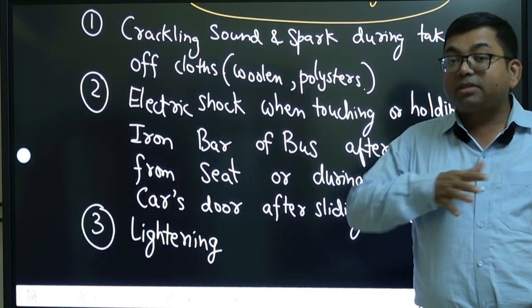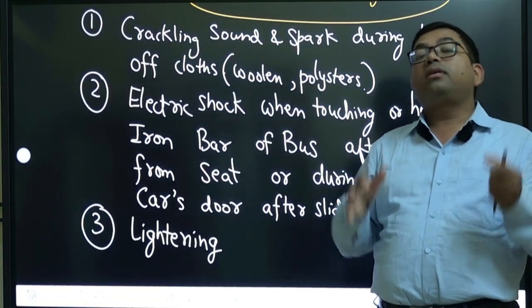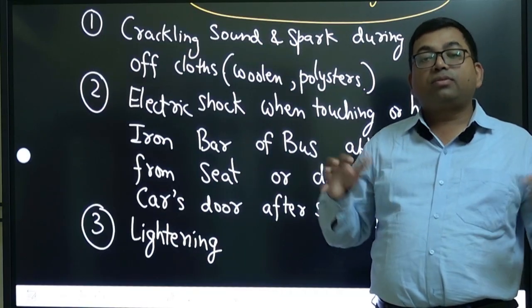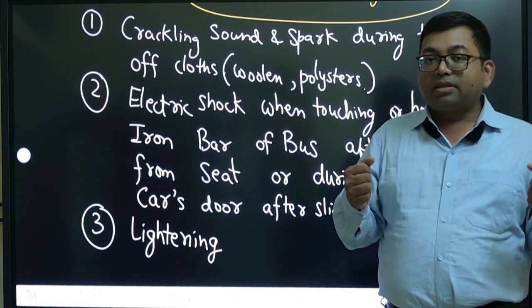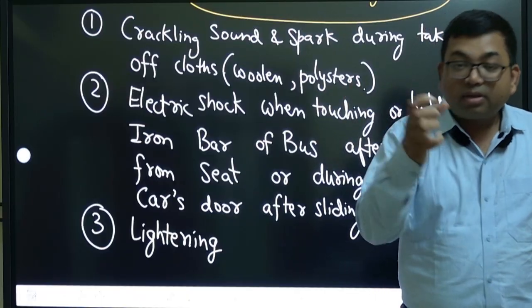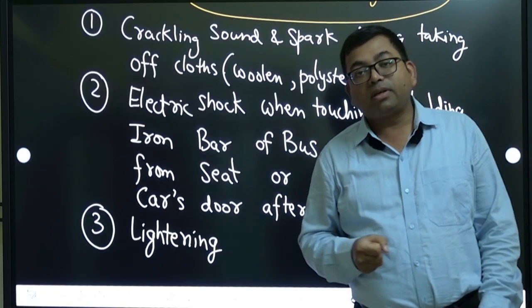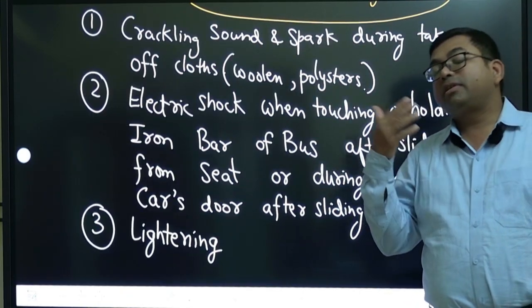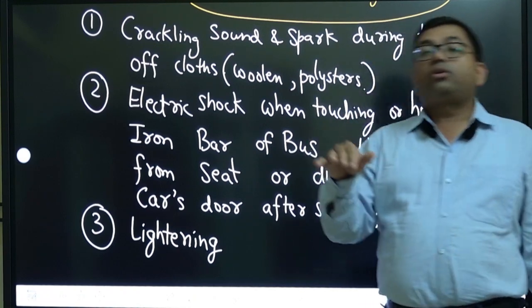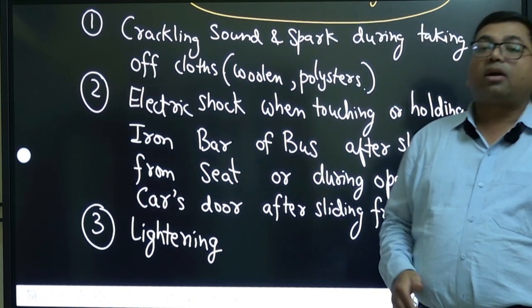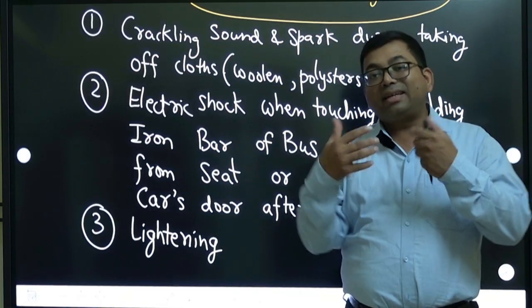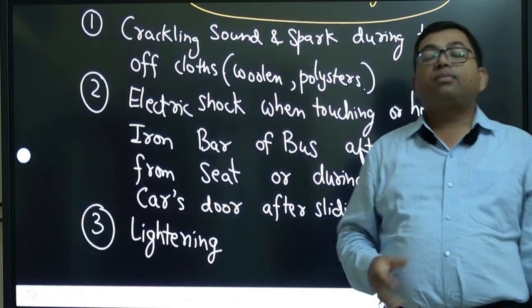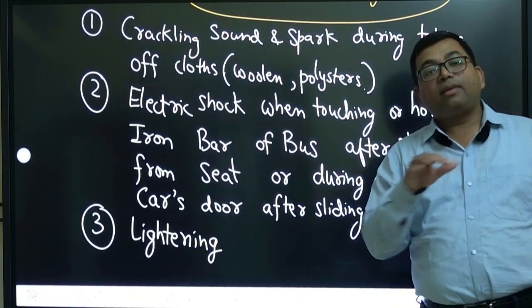Your body has become charged because of rubbing through the seat on which we are sitting. Now you got up the seat, so your body got charged, and when we hold the iron bar of the bus, or hold the door, that charge transfer takes place from our body to that door, and ultimately it will go to the ground. Okay, so through the conductors the current is passing and we are feeling that shock. Are you clear about this? Yes.